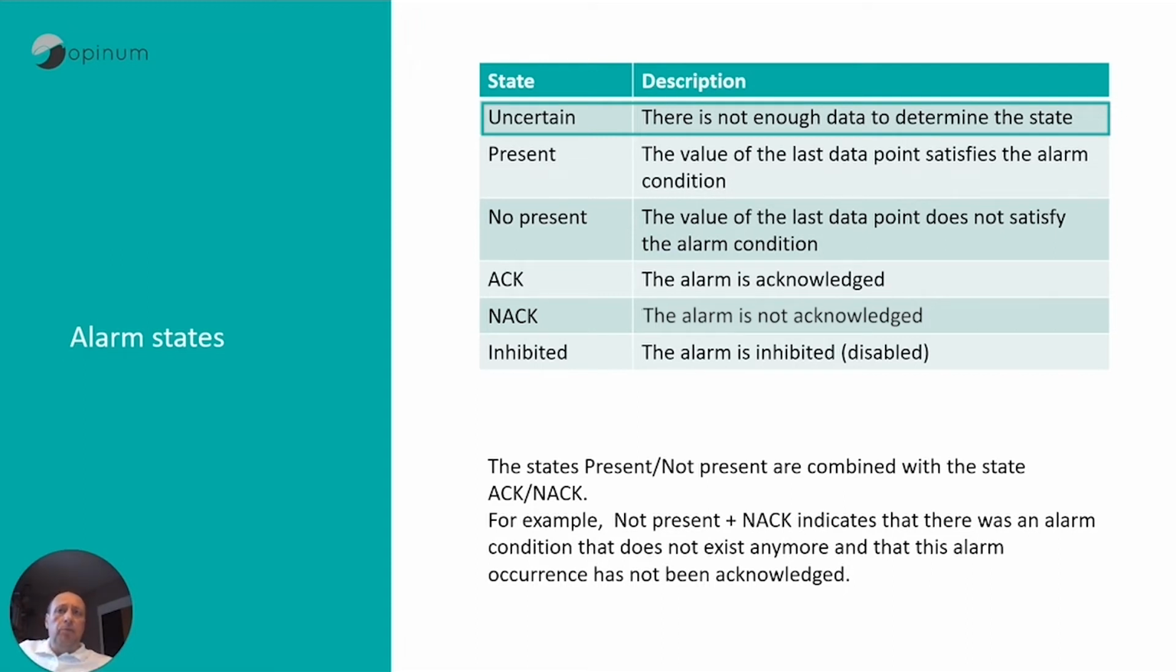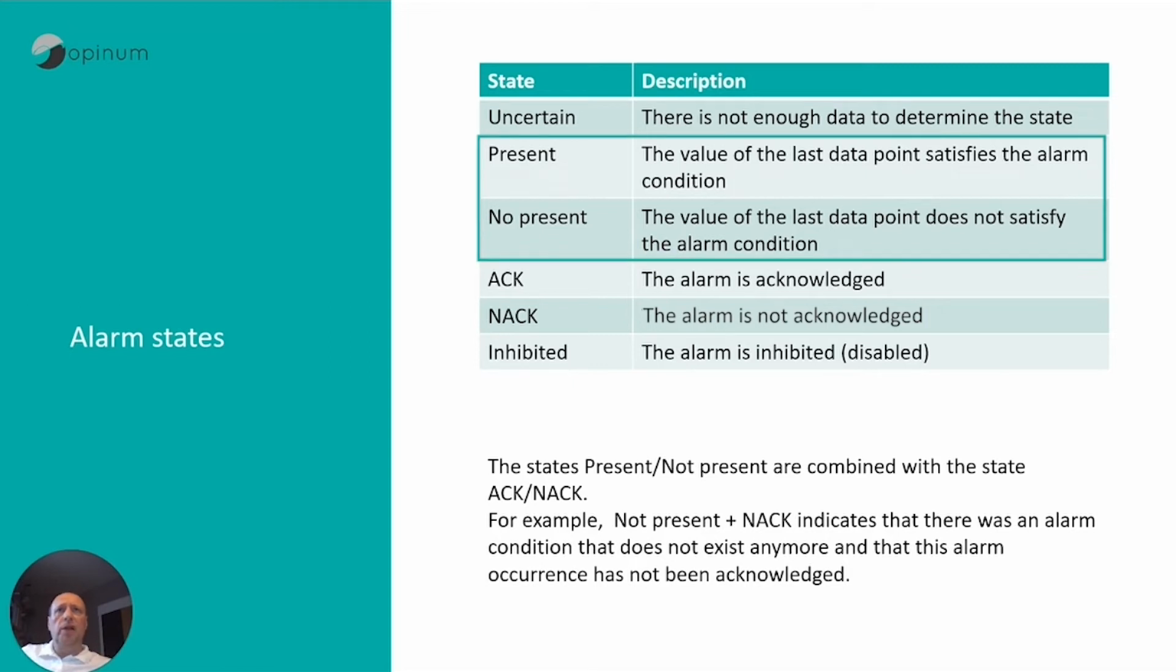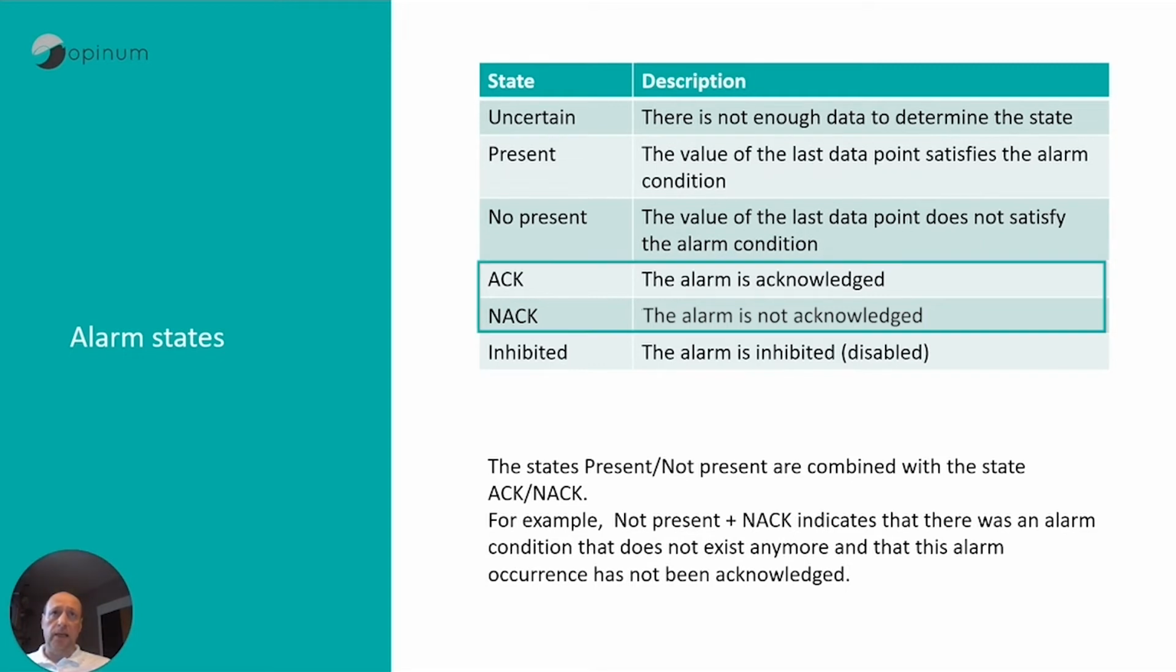That's why at this stage the alarm state will be uncertain. An alarm can be present or not present, meaning that the last data point that entered the database was above or below, above for present, below for not present, the threshold value. NAC is an acknowledgement indication, which is an internal state that we maintain, but that is driven by the user through the API.